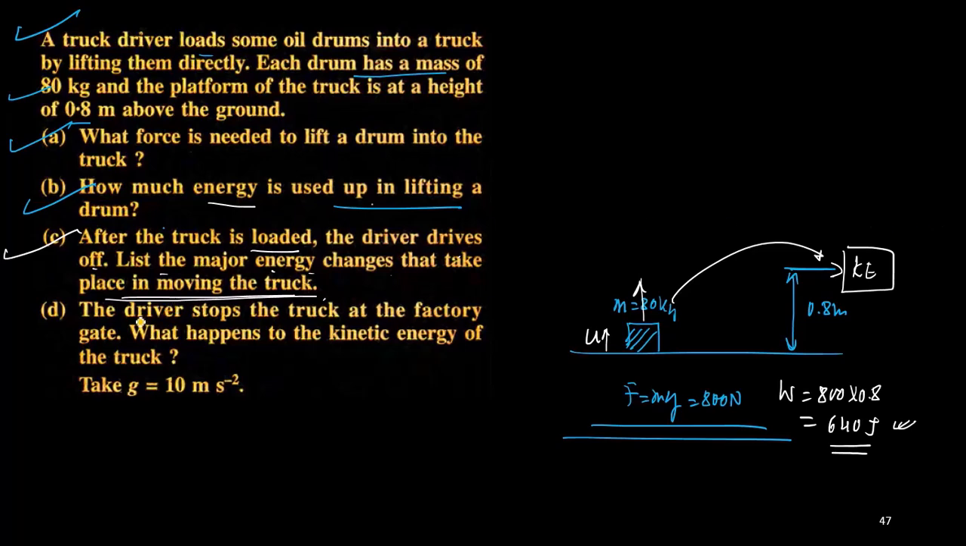Okay. Now the driver stops the truck at the factory gate. What happens to the kinetic energy of the truck? Once he stops it, the entire kinetic energy goes to zero, because now the velocity is zero. So the kinetic energy becomes zero. Okay.